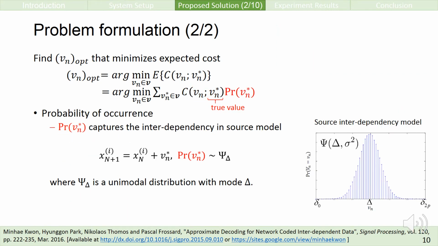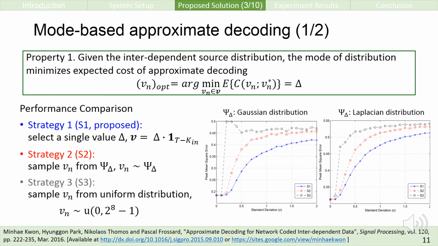Let's look at the second part of the expected cost, which is the probability of occurrence. Since we consider the interdependent source model, the true value nu n follows psi delta, which is a unimodal distribution with mode delta. By solving this optimization problem, we find that the mode of the interdependent source distribution, delta, minimizes the expected cost of approximate decoding. Based on this finding, we propose to use delta for vector nu.